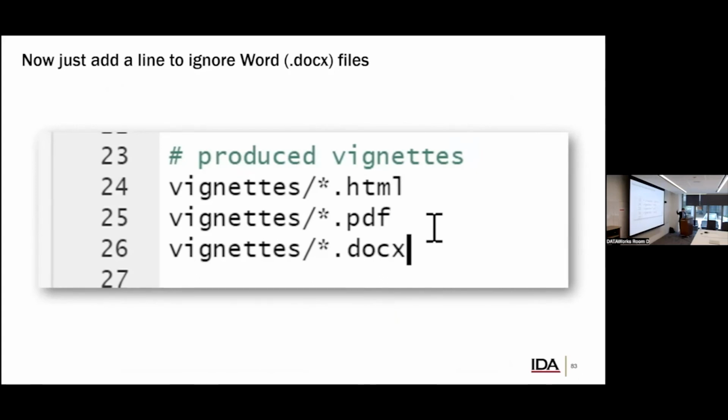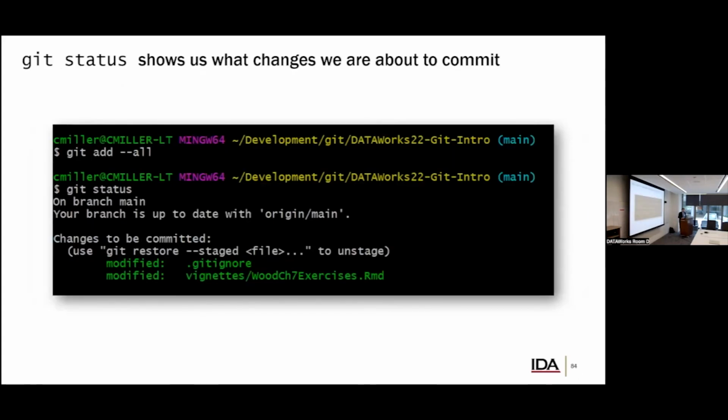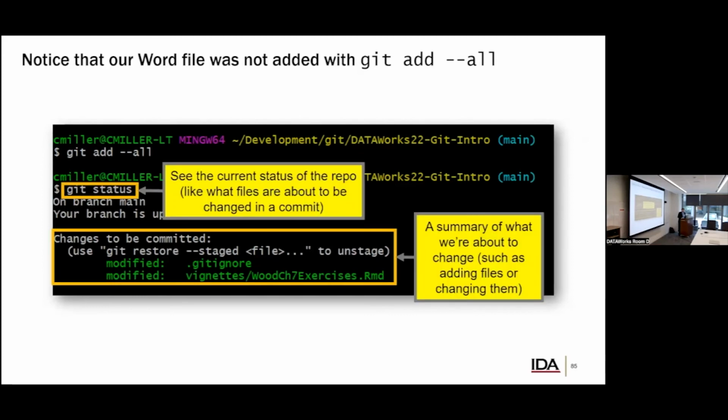So I add this to my git ignore file, and then I make another commit. I do git add all. I type in a command called git status that tells me what Git is about to add to the next commit. So it says I'm going to modify git ignore and this R Markdown file, because actually that was edited. It didn't really show up, but it was edited, and we'll see what changed. But it's going to add those two files and not that Word file. That Word file isn't going to be added to this commit, which is what we want.